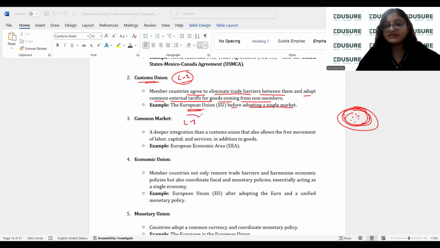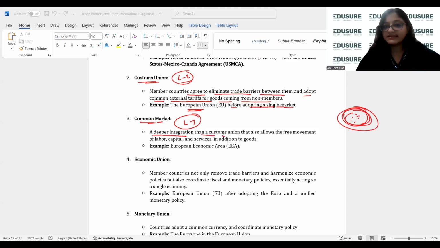Then level 3 is known as the common market. The common market is the third level of economic integration, a deeper integration. So the depth is increasing. A free trade area is the least deep integration. Then you have the customs union, a little more depth. Then you have the common market, a little more depth. So the depth has been increasing.